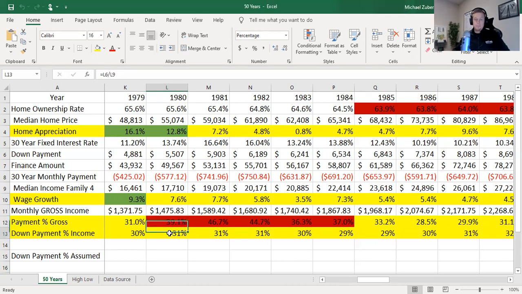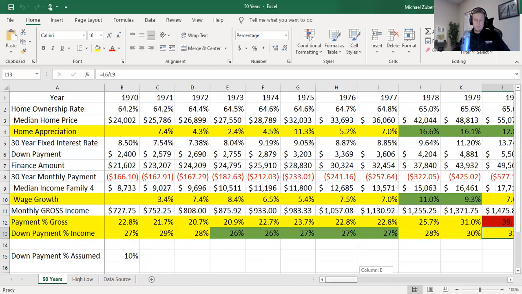And then just because I wanted to, I added down payment percent of income. So in this case, we need a down payment of $5,000. It's 31% of your $17,000 income. Wow. So let's go back and look at the front end since 1970.